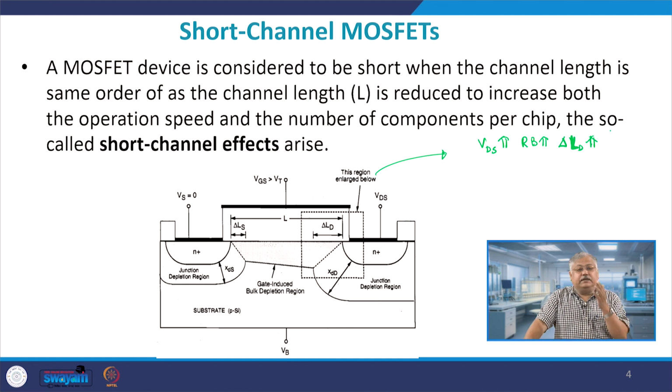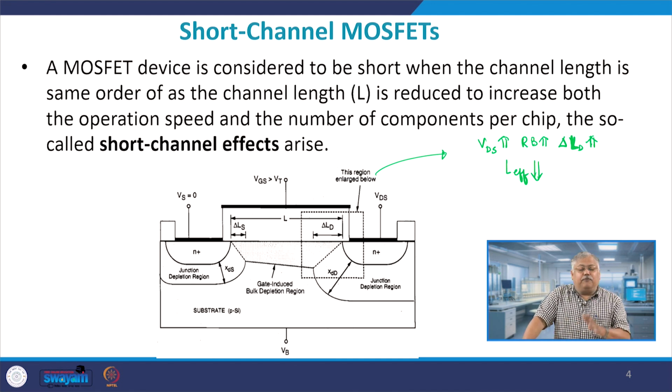The del LD increasing effectively means that there will be a reduction in the channel length because of the increase in the value of VDS, the channel length modulation effect. So, go on increasing the value of VDS, del LD will go on increasing. As a result, your effective channel length will go on reducing. This is one of the components of the short channel effect, clear.